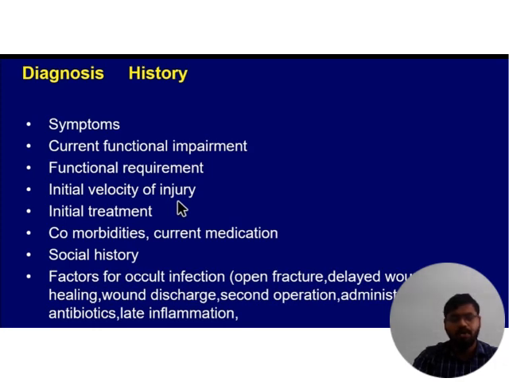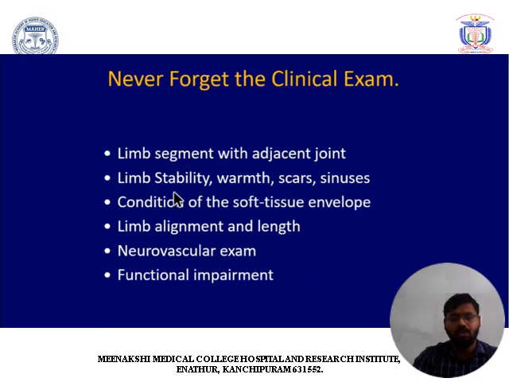And functional requirement, and always take history about the initial velocity of the injury and the initial treatment they have undergone, whether they went for any native treatment or like that, or whether initially it was an open wound. Always that should be asked. And any comorbidities, what current medication they are on, and social history, any history of TB or something like that. And any factors for occult infection like open fracture, delayed wound healing, wound discharge, or whether multiple operations have been done. So all this history is very important.